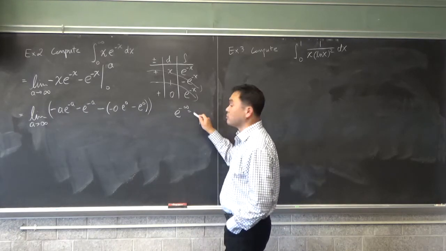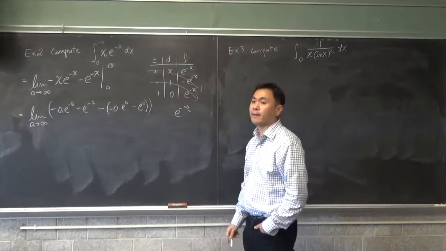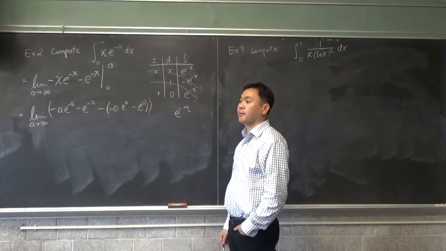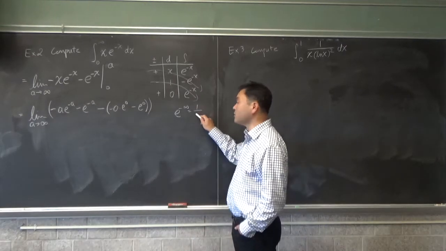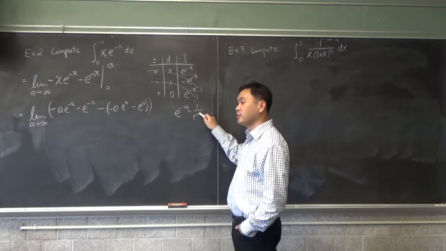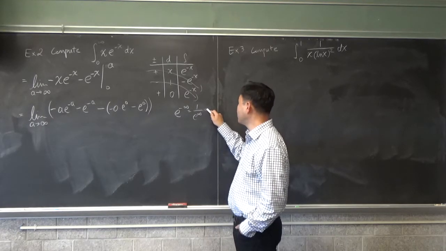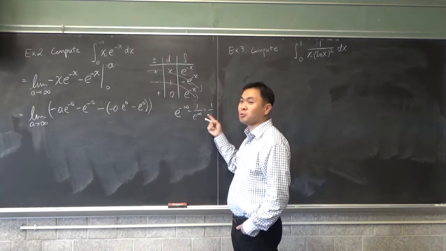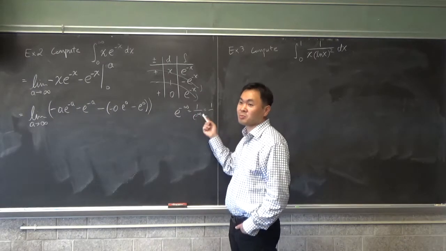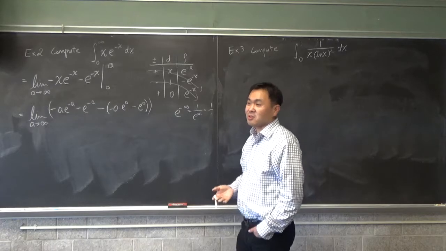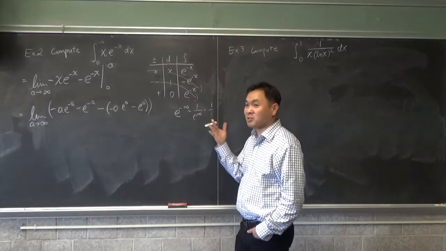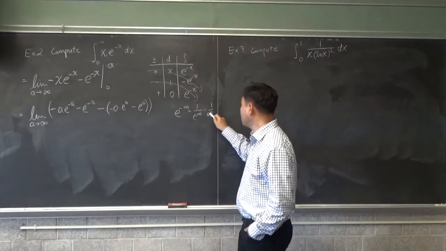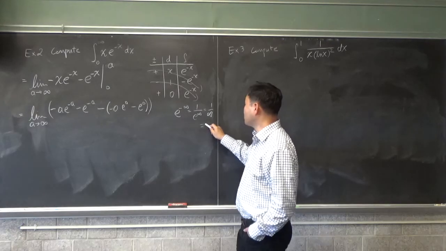What is e to the negative infinity? That's 1 over e to the infinity. You would just plug in 100 and keep going closer to 0. If you plug in some big number here, e is like 2.7, so 2.7 to the 100th power, that's an immensely big number. So it's 1 over infinity, which is 0.